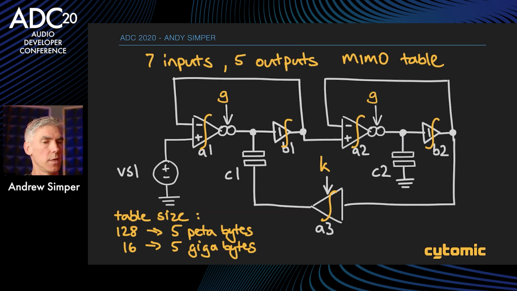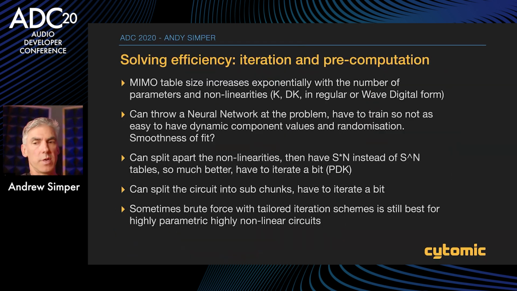Pre-computation is good, but we can't always do it. So solving efficiency, we can iterate and pre-compute a bit. The MIMO (multiple input, multiple output) table sizes increase exponentially with the number of parameters and nonlinearities. You can throw neural networks at the problem, which is great. So this is where they come in. You have this MIMO table and you need some approximation for it.